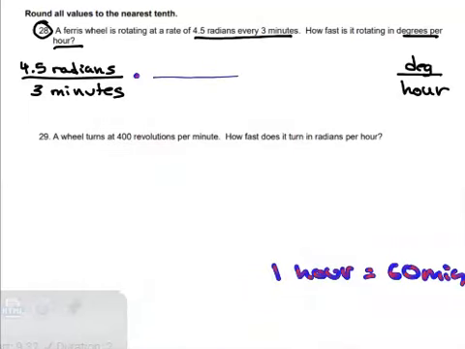I'm going to put the minutes on top because I want minutes over minutes to cross off. So 60 minutes is equivalent to 1 hour. So really we just multiplied by 1 here because 60 minutes is the same as 1 hour. But now I can cross off those minutes and I'm left with the unit that I want, which is hours. Now I have to change to radians.